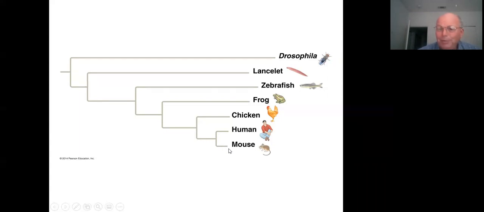That's the important thing to remember here. The position of the organisms with respect to each other is not necessarily important. What is important is the length of the horizontal lines to each of the organisms post-branch point.